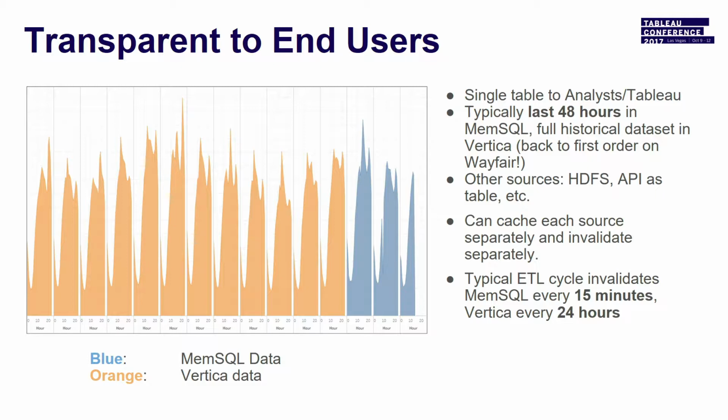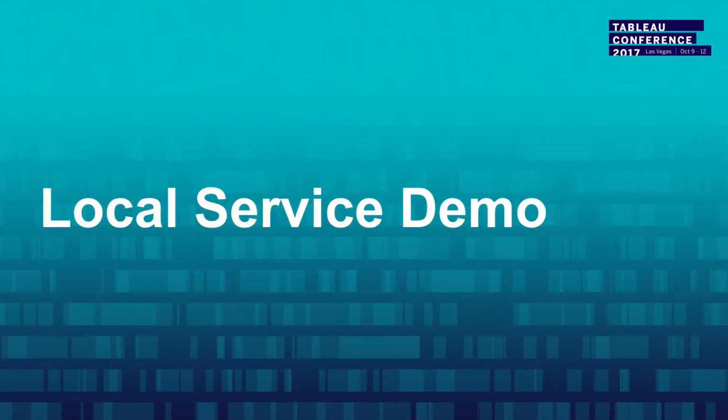So when we're updating the real-time data throughout the day, we don't have to go back and look at that historical data again. We can just assume that it's been static. In practice, we end up invalidating the real-time cache about every 15 minutes and then historical every 24 hours. Cool. So let's see how this actually works.